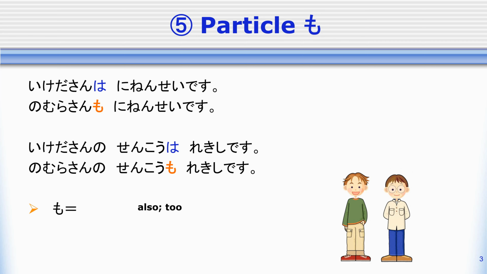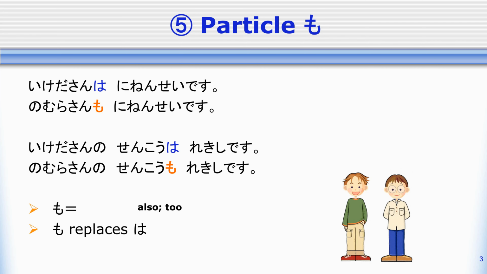So Ikeda-san is a second year. Nomura-san is also a second year. Ikeda-san's major is history. Nomura-san's major is also history.